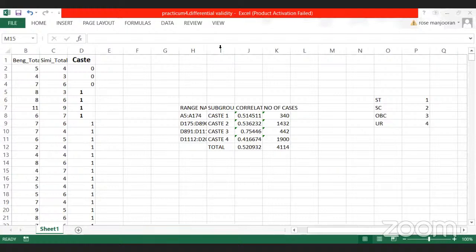So this calculation of the differential validity helps you understand that in that particular case, the test is more biased toward the OBC category. That is the thing.